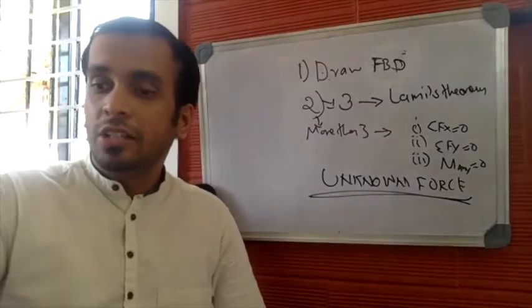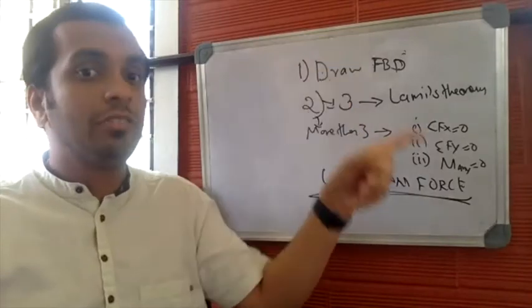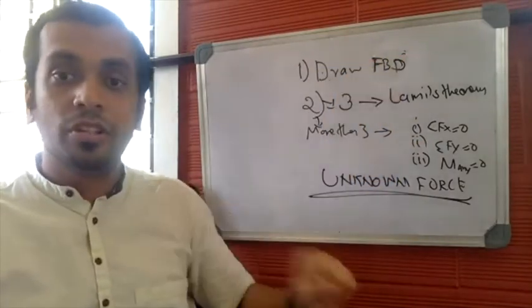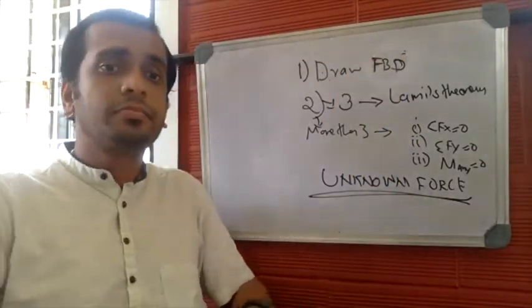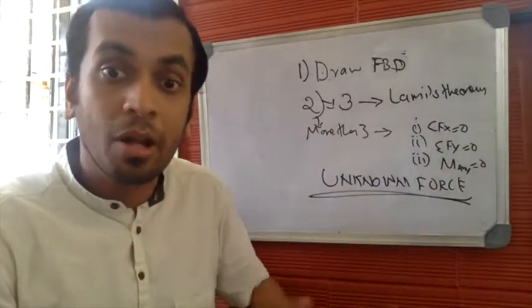That's it. Steps are very simple. You just have 2 steps here. But to draw the free body diagram, again you have 5 sub-steps. Hope the steps are clear. Let us start solving the numericals. Let us start solving the problems straight away.